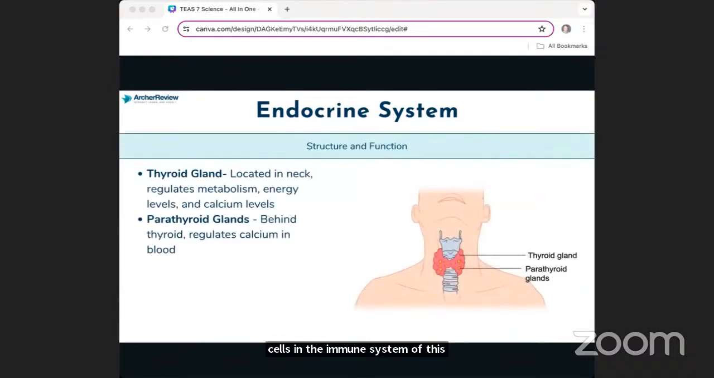The thyroid gland is located in your neck, and it regulates metabolism, energy levels, and calcium levels. And then you've got the parathyroid. These glands, notice how they are surrounding the thyroid. They help to regulate calcium specifically in the blood.